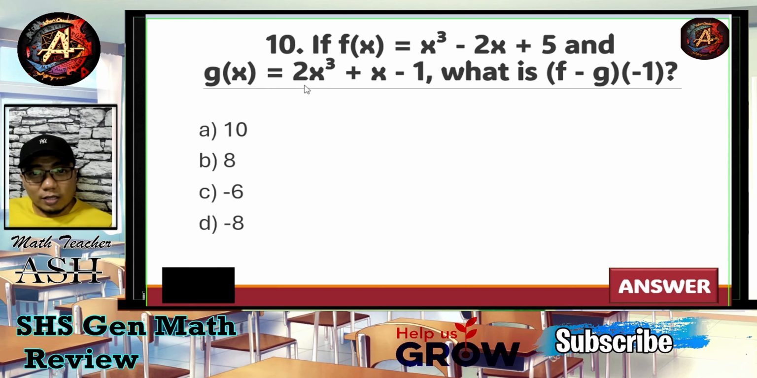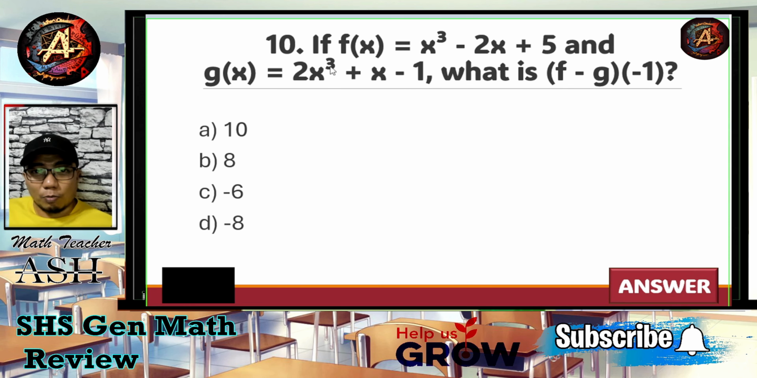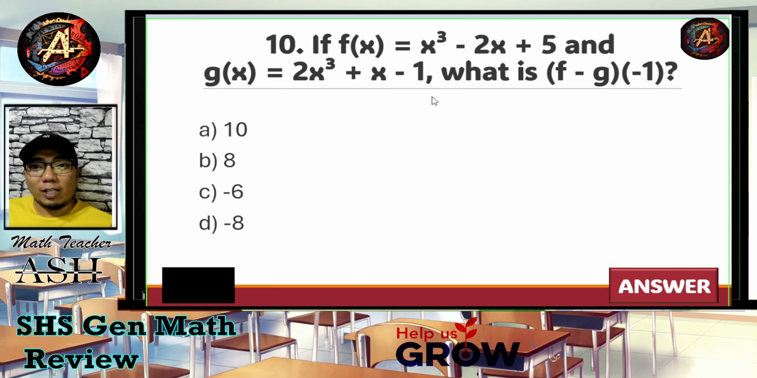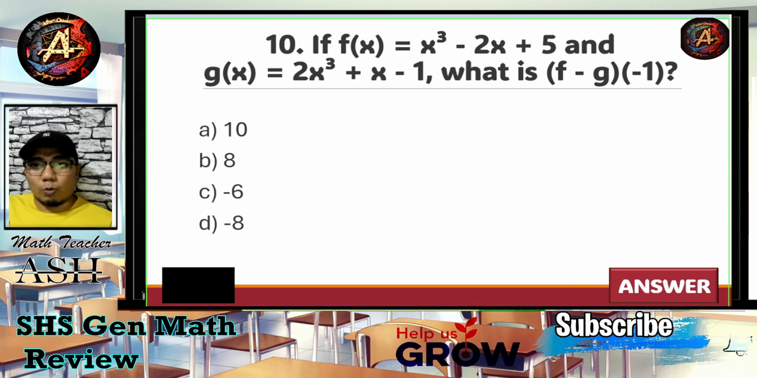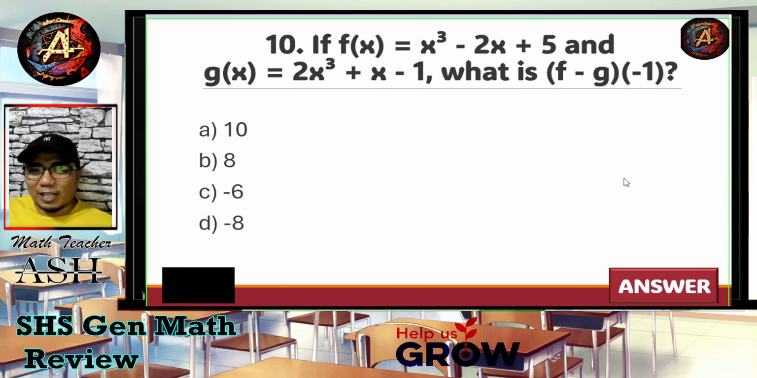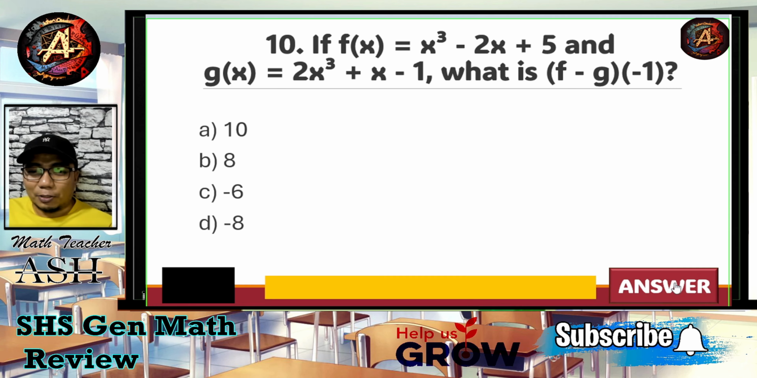Alright. Now, let us go to the g of x. Since our x is negative 1, that would be negative 1 cubed. That is negative 1. Negative 1 times 2, that would be negative 2. Negative 2 plus negative 1, that would be negative 3. Negative 3 minus 1, that would be negative 4. So, we have here negative 4. We have here positive 6. So, 6 minus negative 4, that would be positive 10 because that will become 6 plus 4. Okay, so let's check whether letter A is the correct answer.